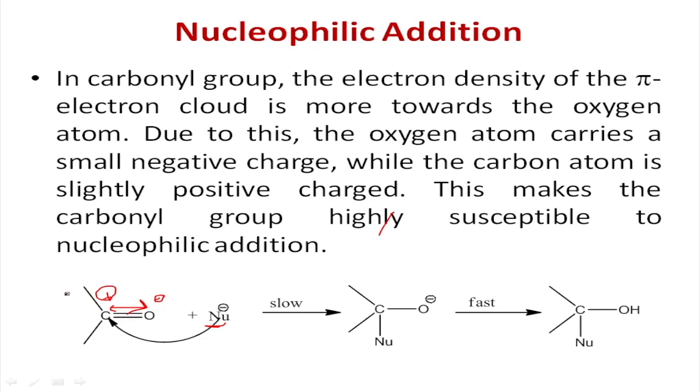So since the carbon is positive and the nucleophile is negative, positive attracts negative, or negative attracts positive, whichever. So you get the nucleophile and carbon bond formed. Okay, after that O minus takes a hydrogen from the solution, and the hydrogen bonds to it and it becomes OH.